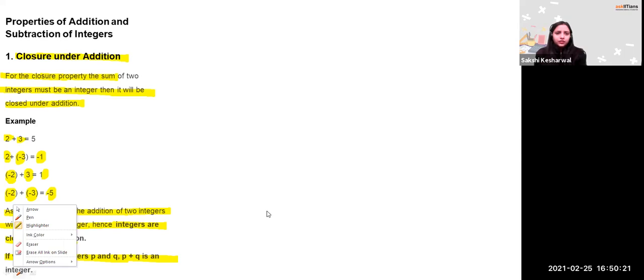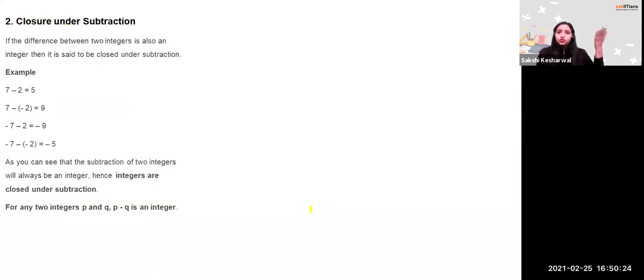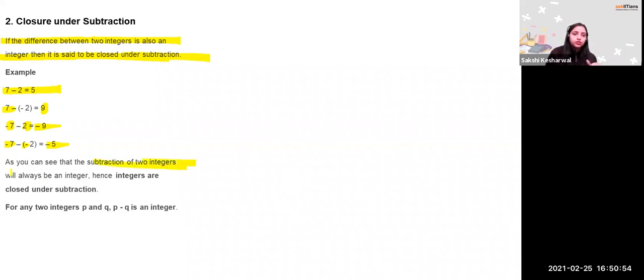No need to write so many things here. Good to go. Now the closure property under subtraction, right? It means that the difference of two integers is also an integer. It is said to be closed under subtraction, right? For example, 7 minus 5 is 2. 7 minus of minus 2 will be 7 plus 2, which is equal to 9. Minus 7 minus 2 will be minus 9. Minus 7 minus of minus 2 is 5. You see that you subtract two integers and get an integer as the answer. So we say that integers are closed under subtraction, like the closure property.